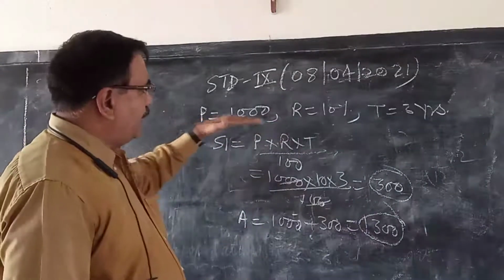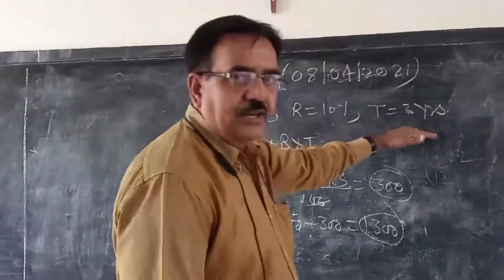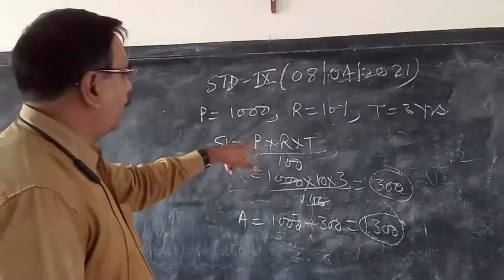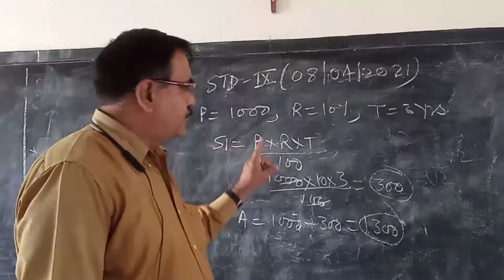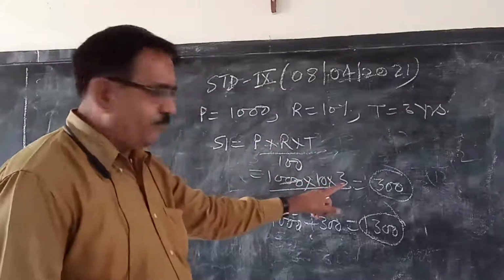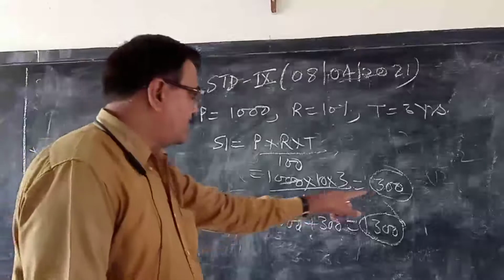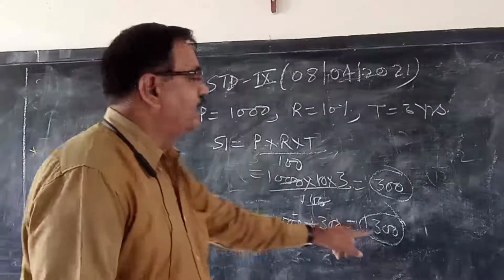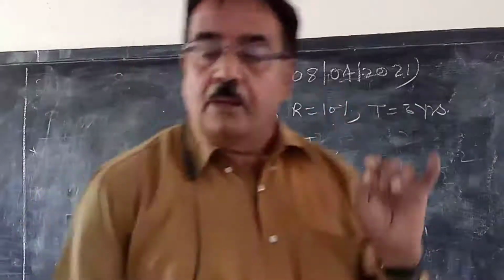So principal 1000, rate 10% and time 3 years are given. We calculate the simple interest using the formula PRT by 100. P is 1000, R is 10, time is 3 years, together by 100. The interest comes to 300 rupees. Then the amount after 3 years we will get is 1300.